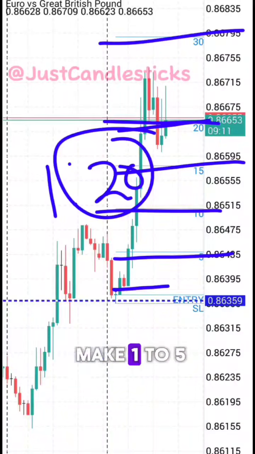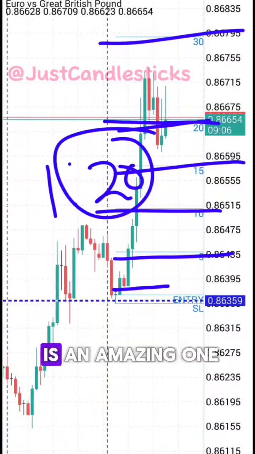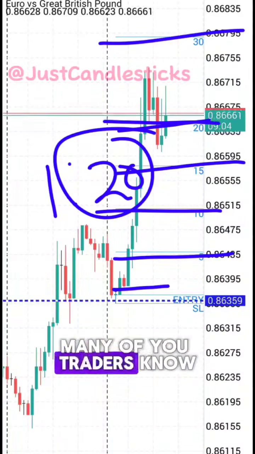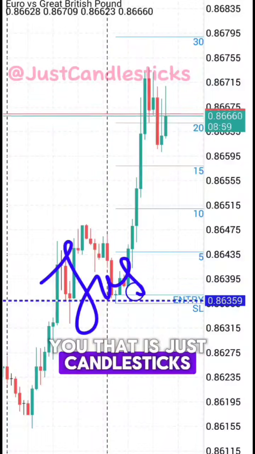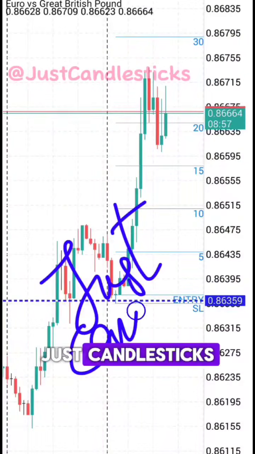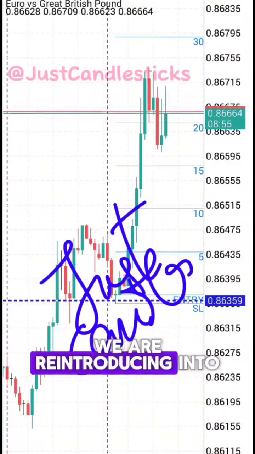But the moment you make 1 to 5, 1 to 10 in a day, risk to reward 1 to 10 is an amazing one. Many of you traders know. But what can guarantee you that is just candlesticks. Just candlesticks. And that is why we are reintroducing it into the market.